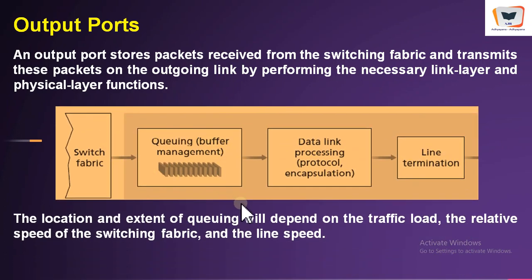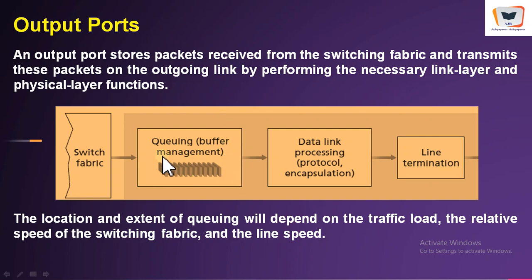So the location and extent of queuing will depend on the traffic load, the relative speed of the switching fabric, and the line speed. And there is a differential speed as always, because the switching fabric will always work with the speed of the input ports or input lines, or the speed of the channels. And here the output port cannot work with such a speed, because every packet should be individually transmitted to the outbound link. Though the mapping will be over within no time, the transmission of each and every packet through the output port to the appropriate outbound link takes an amount of time equal to the transmission delay. The lengthier the packet is, the more the delay.